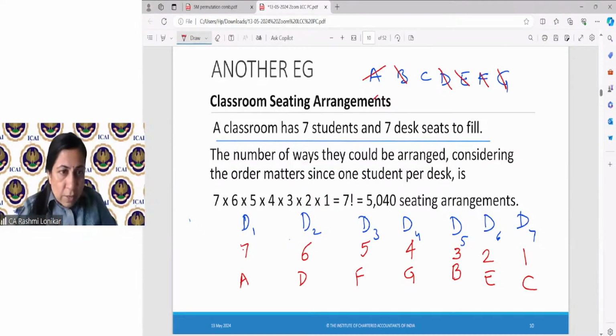how many ways in which 7 students can be arranged in 7 places is this. 7 into 6 into 5, 4, 3, 2, 1, which is written as 7 factorial. There are 5040 ways you can make 7 students sit in 7 chairs, okay, on 7 desks. So isn't it so exciting that you have so many choices?